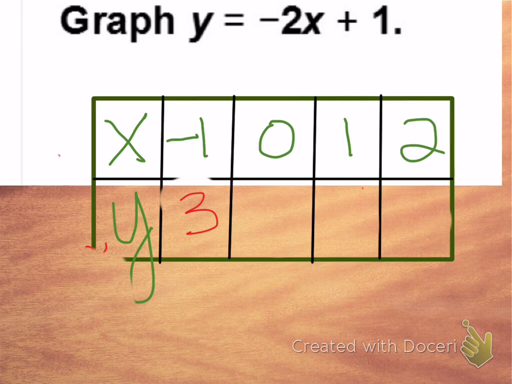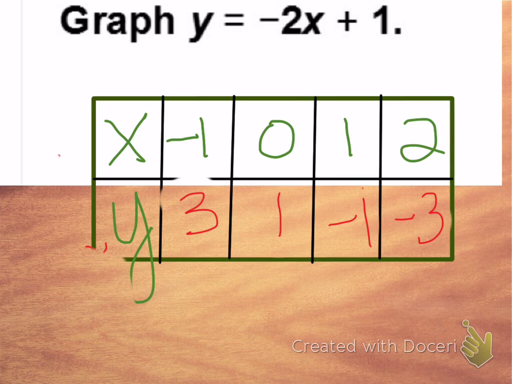When I put a 0, -2 times 0 is 0. 0 plus 1 is 1. -2 times 1 is -2. -2 plus 1 is -1. And -2 times 2 is -4. -4 plus 1 is -3. So now I can graph these points.